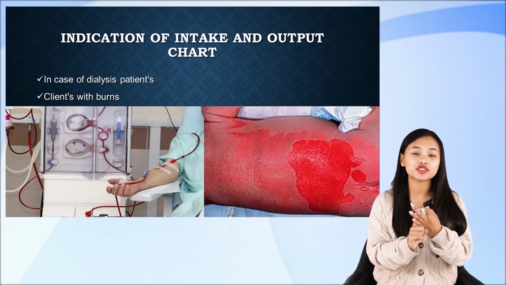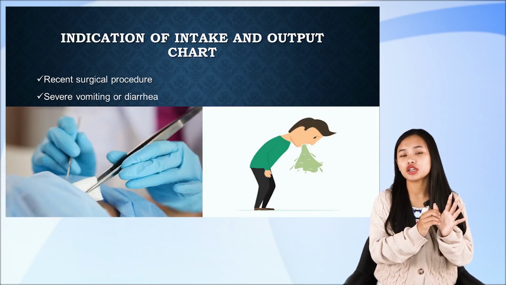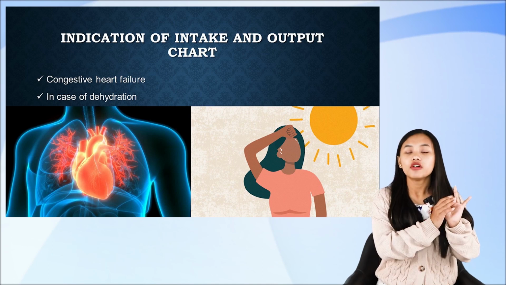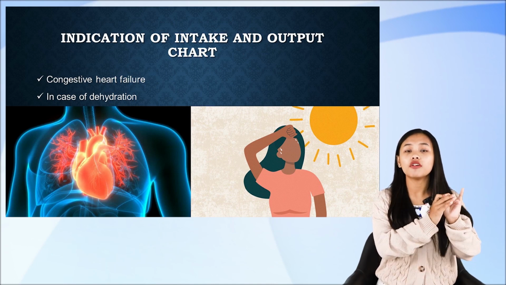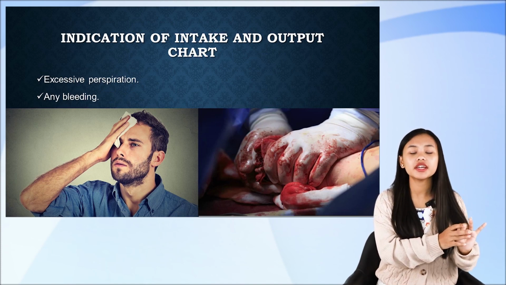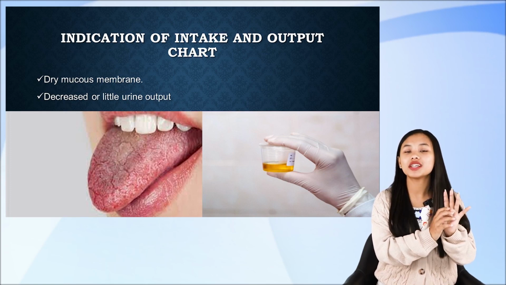patients under dialysis, as well as for patients with cases of burns, for patients who have just recently undergone any surgical procedure, for those patients with severe vomiting or diarrhea, for those taking diuretics or corticosteroids, for those who are having congestive heart failure, for those with cases of dehydration, of dark concentrated urine, excessive perspiration, if there is presence of any bleeding, if there is dry mucous membrane, as well as if there is decreased or little urine output. So these are the various patients who will require maintenance of the intake and the output chart.